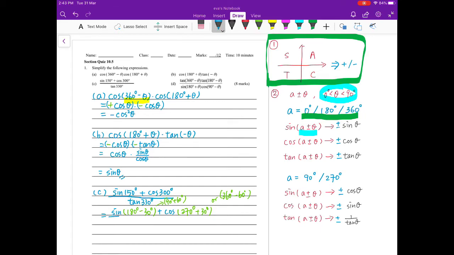And then next, tangent 330. I want to do it as 360 minus 30 degree.